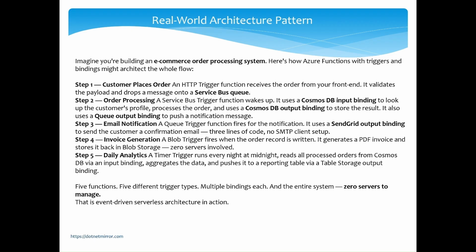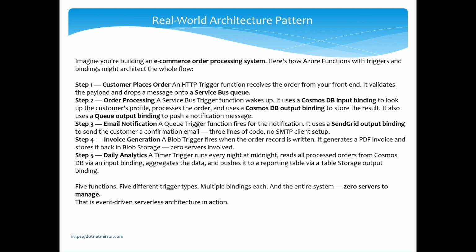We understood triggers, input and output bindings. Let's zoom out and look at a real world scenario, an e-commerce order processing system. How does this look in practice? Step 1, a customer clicks the buy option, an HTTP trigger receives the payload and uses a Service Bus output binding to safely queue the order.